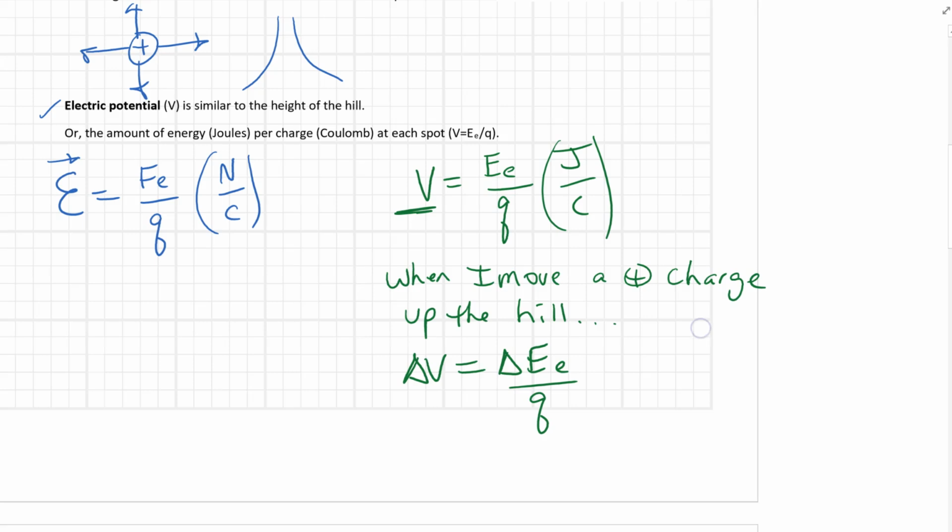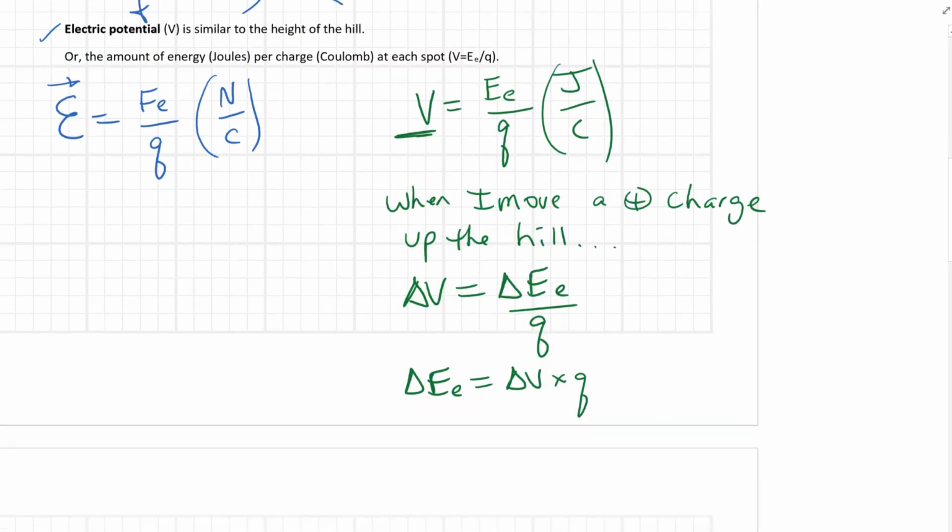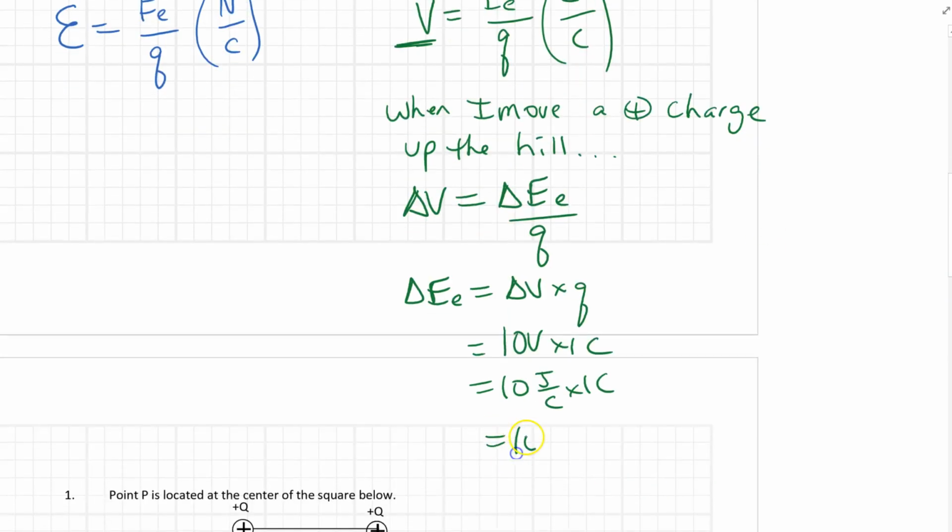So actually I can solve for this, and I can say, well, how much energy does it take to move this charge up the hill? I can say this is going to be equal to the change in potential multiplied by whatever charge I moved. So let's say if I had a 10 volt change, if I moved it from 10 to 20, and I was moving 1 coulomb in this case. Again, volts here is the same thing as joules per coulomb, times 1 coulomb. So that would take 10 joules of energy to move it. I would have a change in EE.